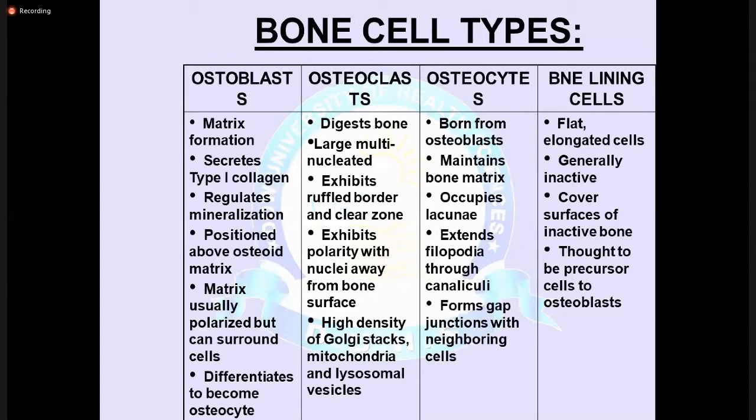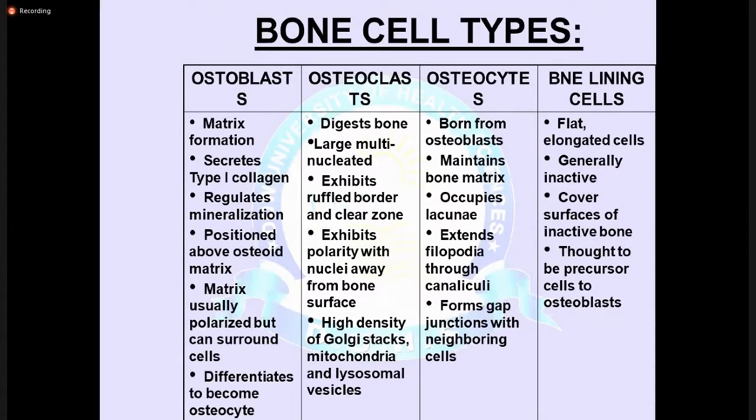Then the second function of the osteoblast is the role in calcification. Now, what is calcification? Calcification is basically the deposition of calcium in the bone matrix. So what happens? The osteoblasts are rich in the enzyme alkaline phosphatase, and this enzyme is necessary for the deposition of calcium in the bone matrix, and this is basically the process of calcification. Then the third very important function of osteoblasts is the synthesis of proteins. So osteoblasts synthesize the proteins matrix GLA protein and osteopontin, which are involved in calcification.